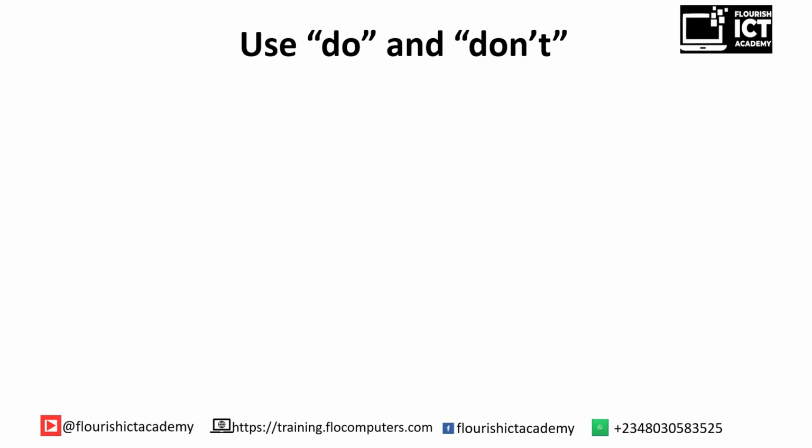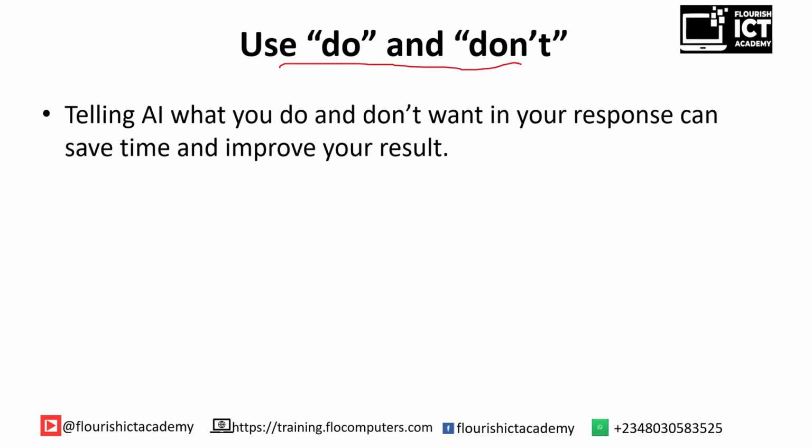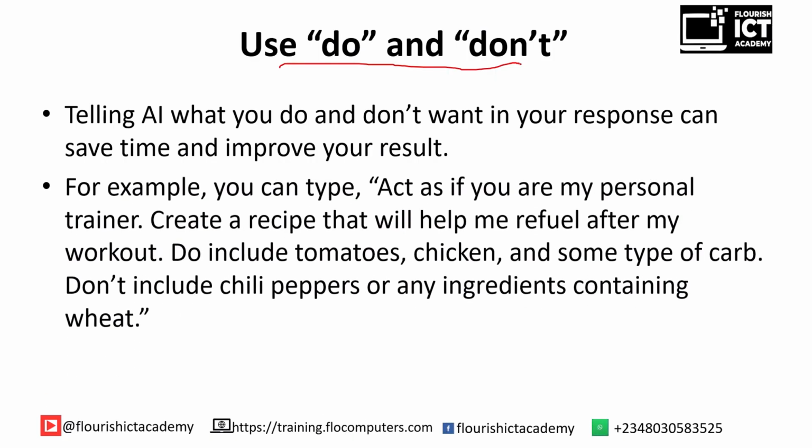Now, the next one is use do and don't. This is also very important when you are presenting your prompt to the AI to get the best out of it. Telling AI what you do and don't want in your response can save time and improve your results. For example, you can type, act as if you are my personal trainer.